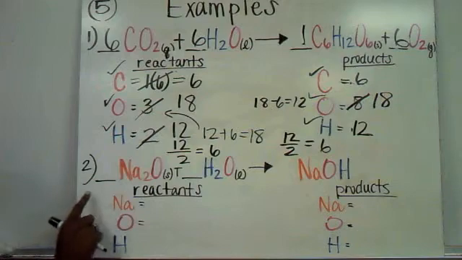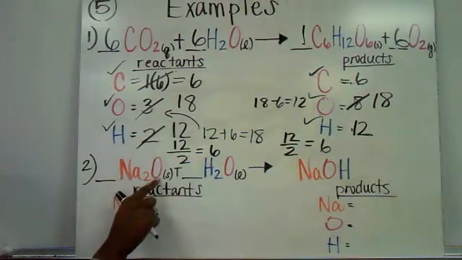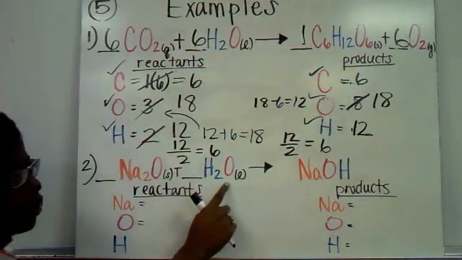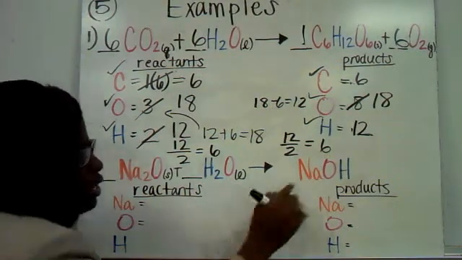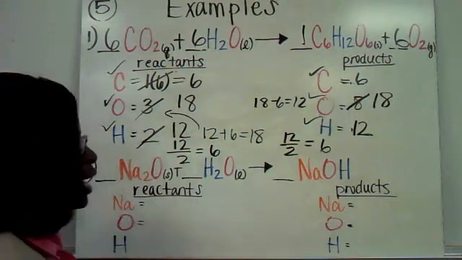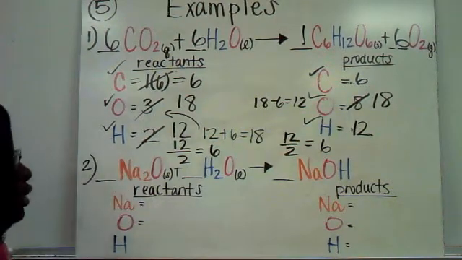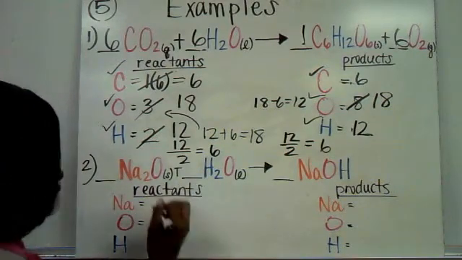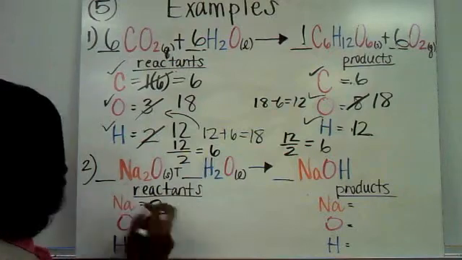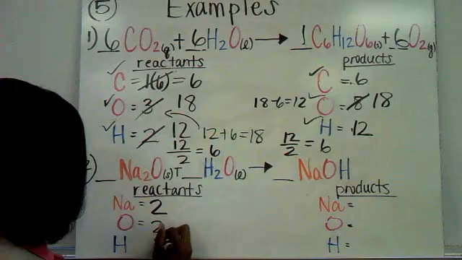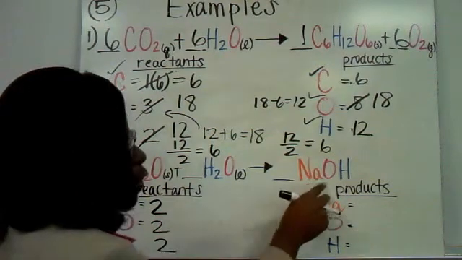So in problem number 2, I have Na2O, which is sodium oxide. I have water here, which is H2O, it's a liquid. And then I also have my sodium hydroxide. Remember, hydroxide is a polyatomic ion. So I want to start by writing down what I currently have for the amount of atoms on both sides. So I have 2 sodiums on the reactant side, I have 2 oxygen, and I have 2 hydrogen. On the product side, I have 1 of each.